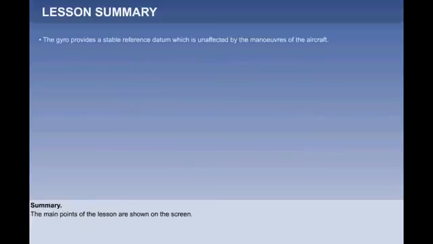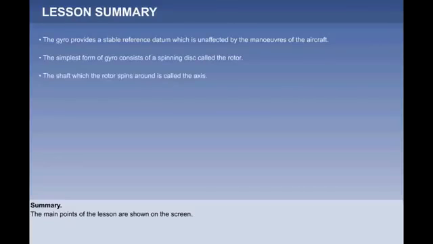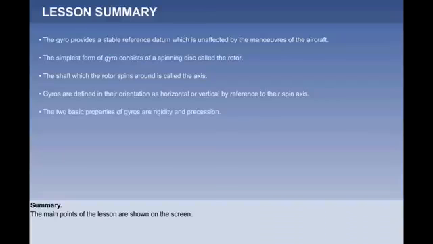The gyro provides a stable reference datum, which is unaffected by the manoeuvres of the aircraft. The simplest form of gyro consists of a spinning disc, called the rotor. The shaft which the rotor spins around is called the axis. Gyros are defined in their orientation as horizontal or vertical by reference to their spin axis. The two basic properties of gyros are rigidity and precession.